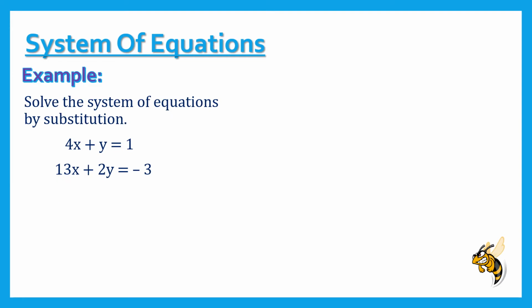Example. Solve the system of equations by substitution. 4x plus y equals 1. 13x plus 2y equals negative 3. Step 1. Isolate a variable. When I look at the first equation, I notice that the y is in the singular state, so I want to isolate the y. So I'm going to take that equation, 4x plus y equals 1.